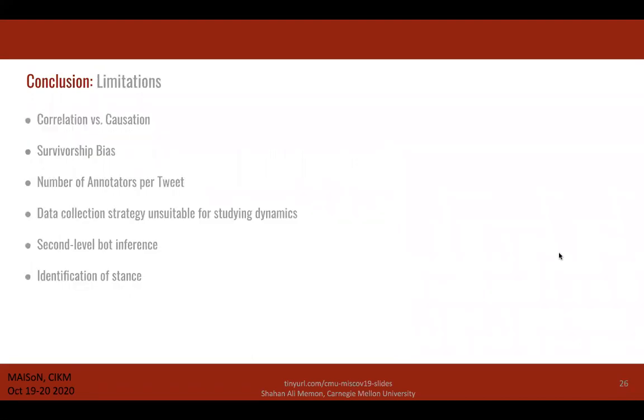The limitations of our work include, of course, that most of our work is correlational in nature and not causational. There is some survivorship bias that we try to mitigate. The number of annotations per tweet is one, mostly with the exception of around 600 tweets that have a second annotation as well. Our data collection strategy cannot be used for studying dynamics as we collected in 3 different time periods. We make a second-level bot inference, but we try to increase our confidence threshold to 75% to mitigate this. Finally, because there is no stance related to COVID-19, this is something that needs to be explored in future studies.